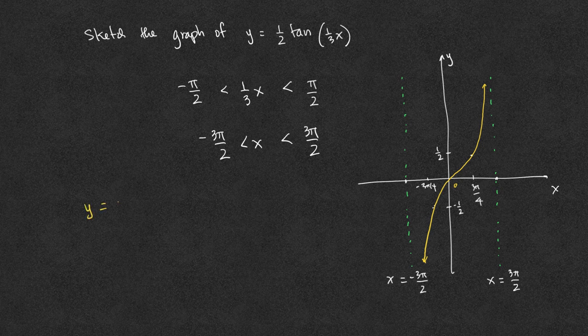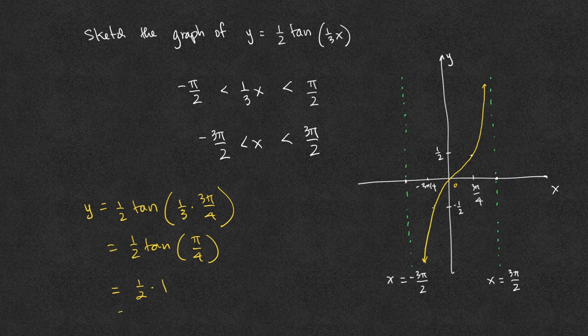Y equals 1/2 tangent of 1/3 x. When x is 3 pi over 4, we then evaluate 1/2 tangent of pi over 4. Remember, the tangent of pi over 4 is 1, and so when we plug in 3 pi over 4 into this function, we get y equals 1/2. Similarly, if we plug in negative 3 pi over 4, we will get negative 1/2.